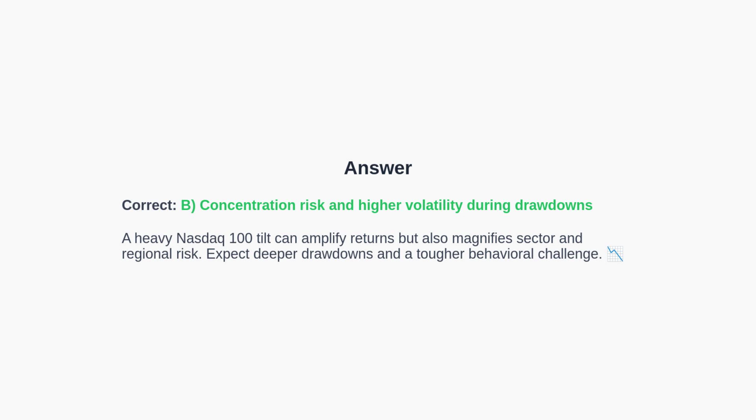The correct answer is B. A heavy tilt to the Nasdaq 100 increases concentration risk and can lead to higher volatility and deeper drawdowns, which makes it harder to stay invested through market cycles.